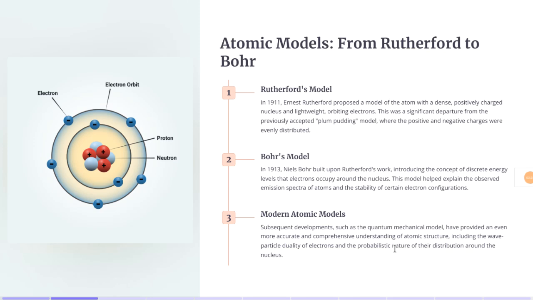Modern atomic models. Subsequent developments, such as the quantum mechanical model, have provided an even more accurate and comprehensive understanding of atomic structure, including the wave-particle duality of electrons and the probabilistic nature of their distribution around the nucleus.